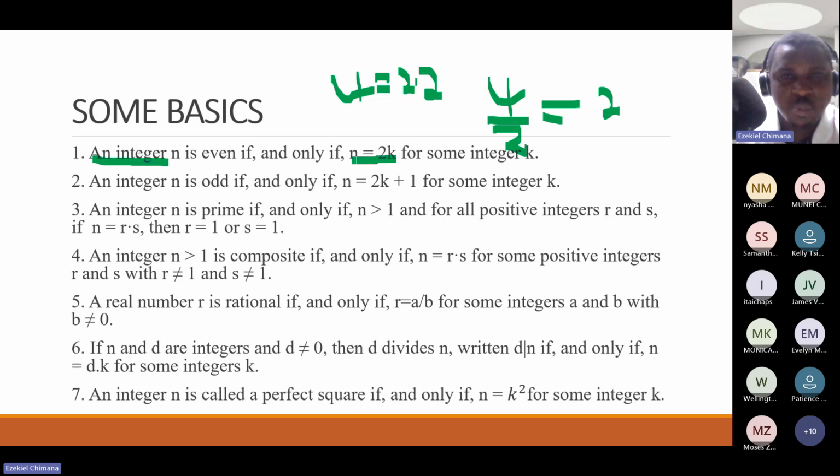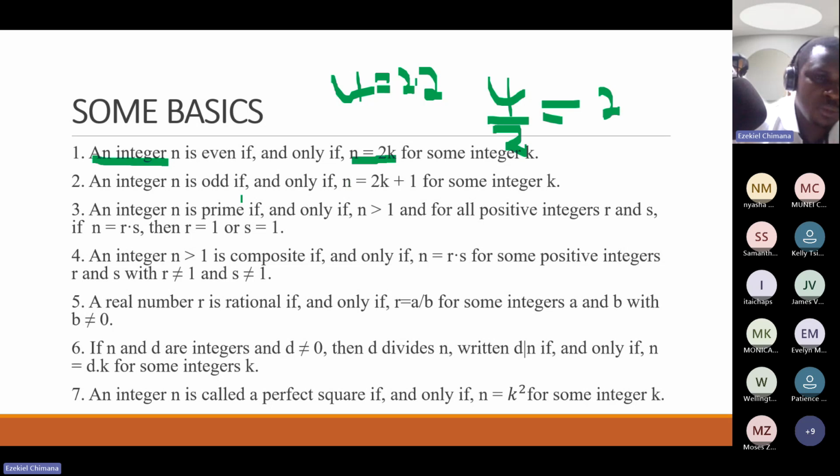So for every number which is even, there is a factor here. Whenever you multiply 2 by that factor, you're going to get n. That's why we say that every even number is just the same as 2k, where k is just the factor. So any number which is in the form of 2k, or 2 times that number, is always going to be even. So that's the basic that you need to know about even numbers.